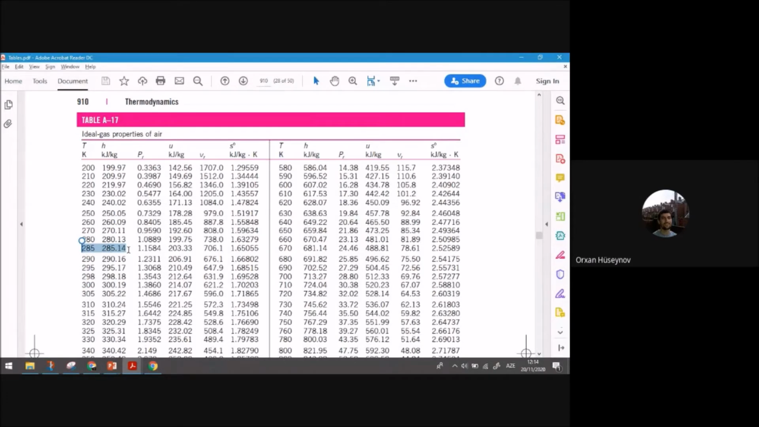You will look for the enthalpy value. You can see it goes one by one, so that 285, 285, 290, 290, 295, 295. So you can see it goes one by one. Therefore, 288 will be the 288 kilojoules per kilogram for the enthalpy. You can see the enthalpy is the second column, and the temperature is the first column. It goes one by one.